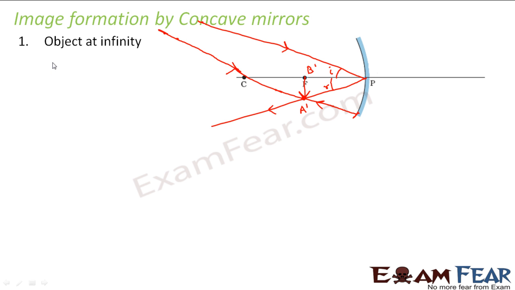And what are the other properties of the image? The image is real, because it is formed at a point where the reflected rays actually meet. The image is inverted, which is very clearly visible. What is the location of the image? The image is located at the principal focus, at F.